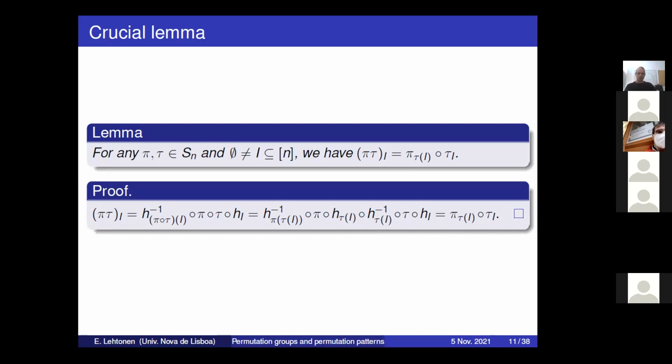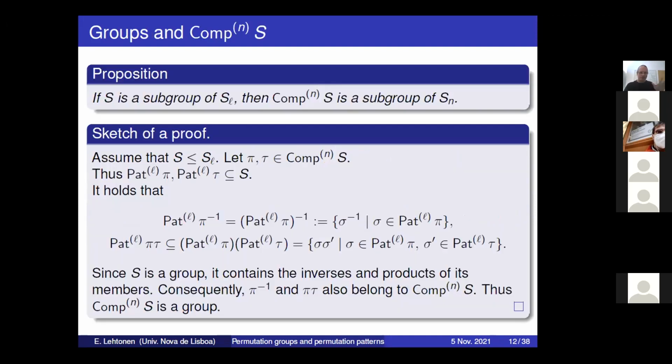This was a simple observation, but it has a crucial consequence, namely the following. If we take any subgroup S of the set of L permutations, then the set of compatible N permutations of S, comp N of S, will always be a subgroup of S_n.